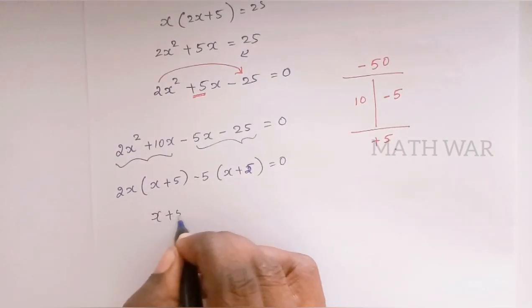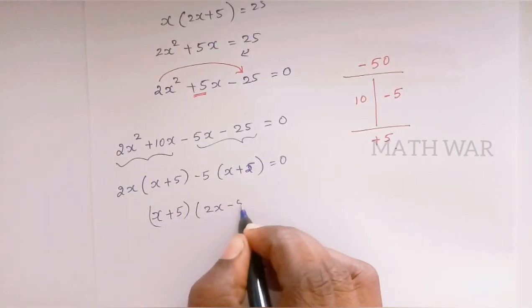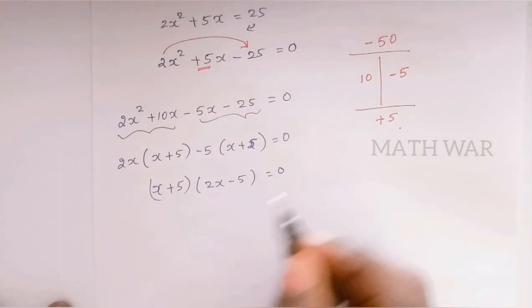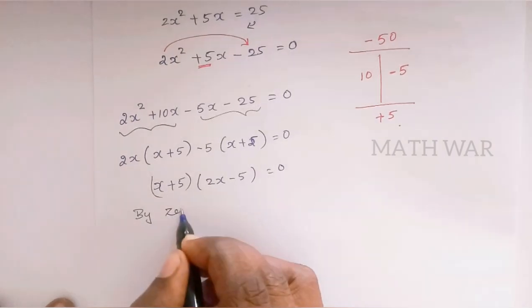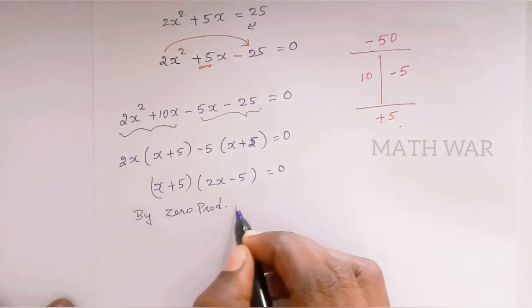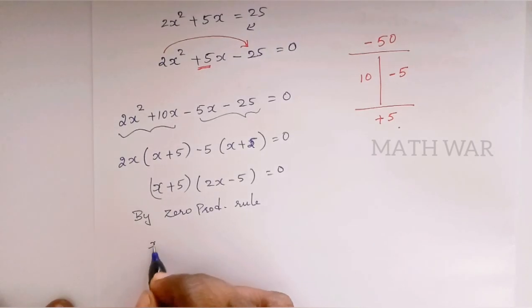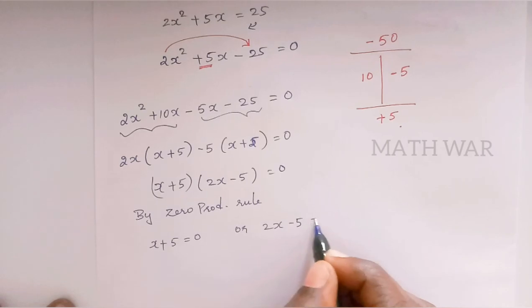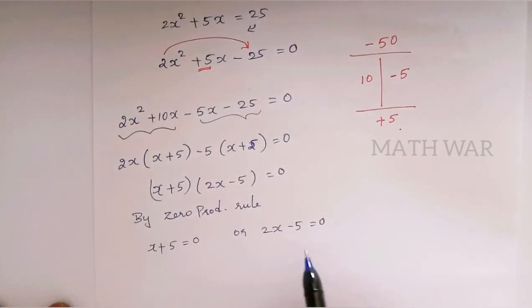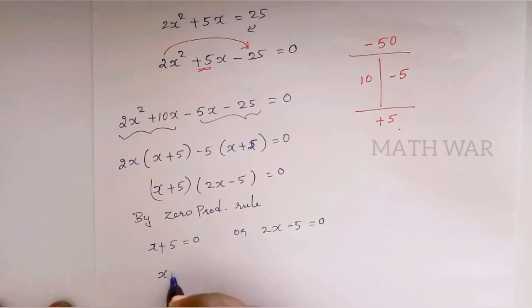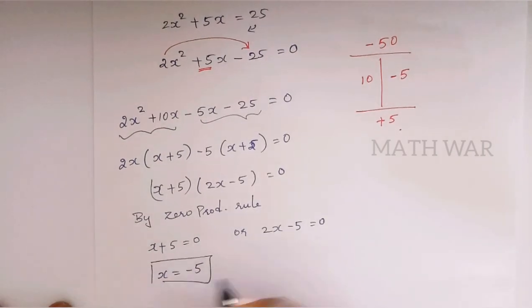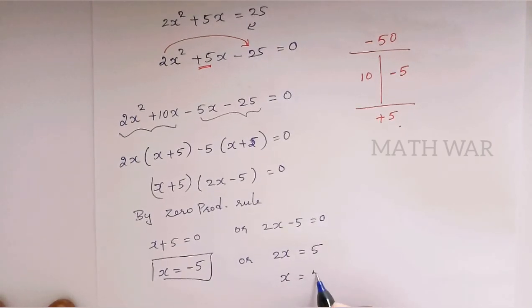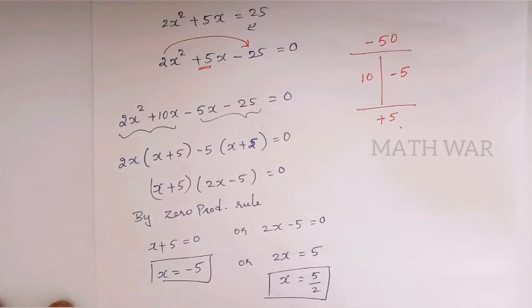Now x plus 5 is common. If you take it outside, 2x minus 5 equal to 0. Now x plus 5 into 2x minus 5 equal to 0, we got it. By the zero product rule, we can write this as x plus 5 equal to 0 or 2x minus 5 equal to 0. That is, x is equal to minus 5 or 2x is equal to 5. Therefore x is equal to 5 by 2. So two solutions we got.